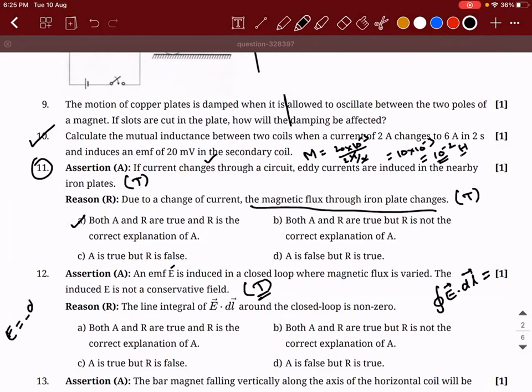We know that E is equal to minus dV by dl. So dV will be equal to minus E dl. So integrating on both the sides, you get integral of E dl is equal to V. So what are they trying to say? The line integral of E dot dl around a closed loop is not equal to 0 because EMF will get induced. Right. So the assertion is true and the reason is true and both support each other. Option A, sir. Yes.